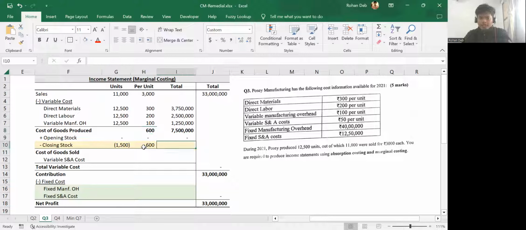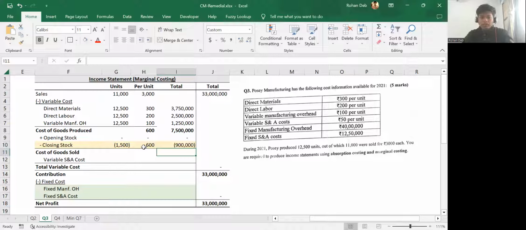So I'll take the value of these. This is this multiplied by this. So this is 900,000, so this is 9 lakh rupees worth of closing stock that is still with me. This is a cost that I've incurred, but I should not deduct this from the variable cost right now because this is not yet sold.